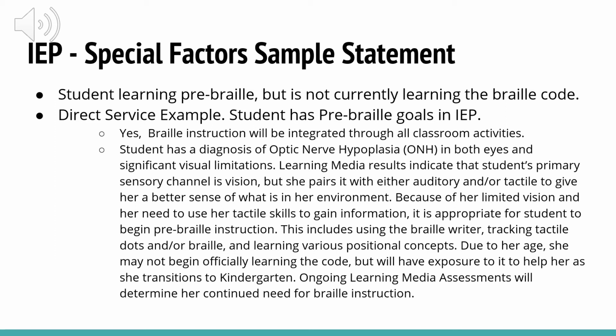Because of her limited vision and her need to use tactile skills to gain information, it is appropriate for the student to begin pre-Braille instruction. This includes using the Braille writer, tracking tactile dots and/or Braille, and learning various positional concepts. Due to her age, she may not begin officially learning the code, but will have exposure to it to help her as she transitions to kindergarten. Ongoing learning media assessments will determine her continued need for Braille instruction.